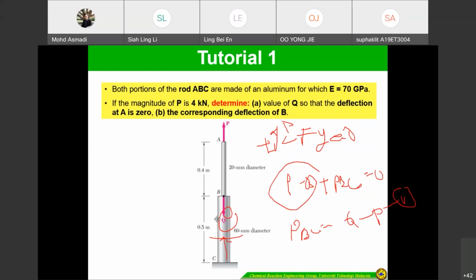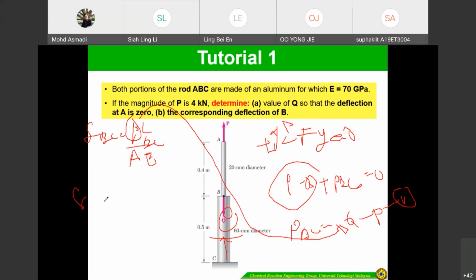So then we can express equations in terms of deflection delta BC. How to calculate delta BC? Of course, PL divided by AE. If you look at here, P is equal to this one, PBC. So just substitute, and you can get the second equation.